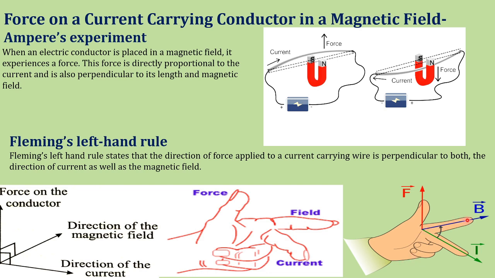If the forefinger of the left hand indicates the direction of the magnetic field, and the middle finger represents the direction of the current, then the thumb will indicate the direction of the force on the conductor, provided all three fingers are held mutually perpendicular to each other. This is Fleming's left hand rule.